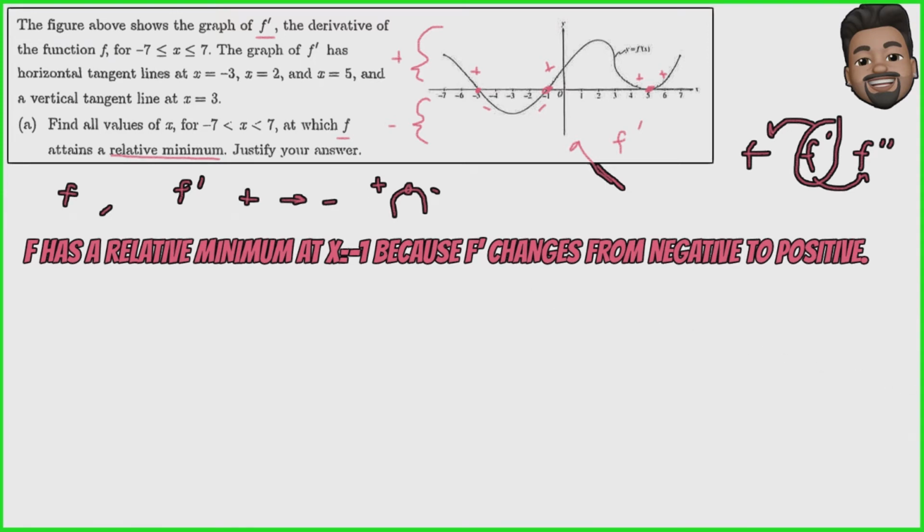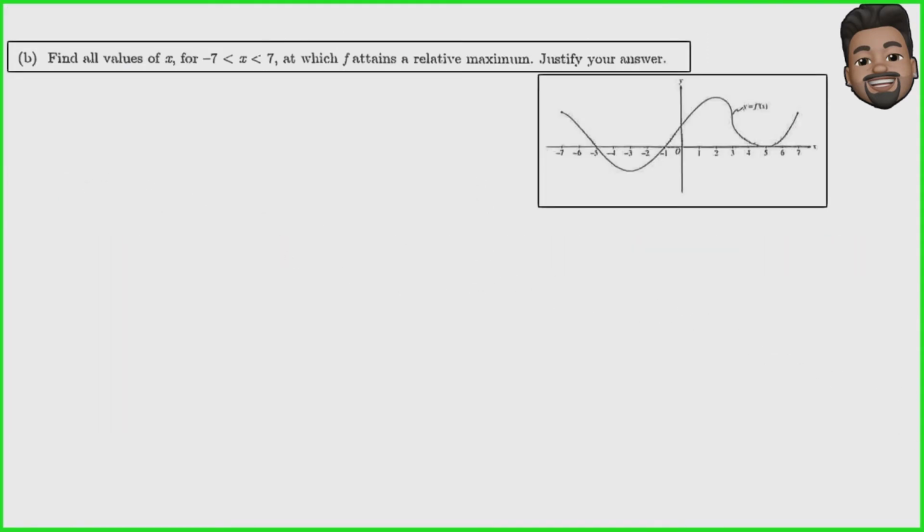We're moving on to part B. Part B is the exact same thing that was asked prior. Instead of a relative min, it's asking for a relative max, which is at -5. So I'm not going to write this one out, because all you need to write down is f has a relative maximum at x equals -5 because f prime changes from positive to negative. Capiche? We're done. Sayonara. Moving on to part C.